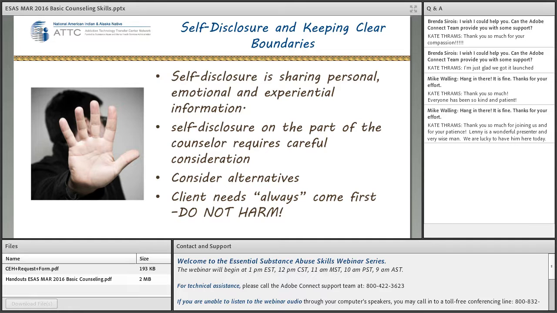Often it's important to do that because it helps the Native client, or the client you're working with, to understand where they're coming from, and that maybe you had family members that went through that, or you had gone through a situation as your client. But it's really important to keep really clear boundaries when you're working with them.